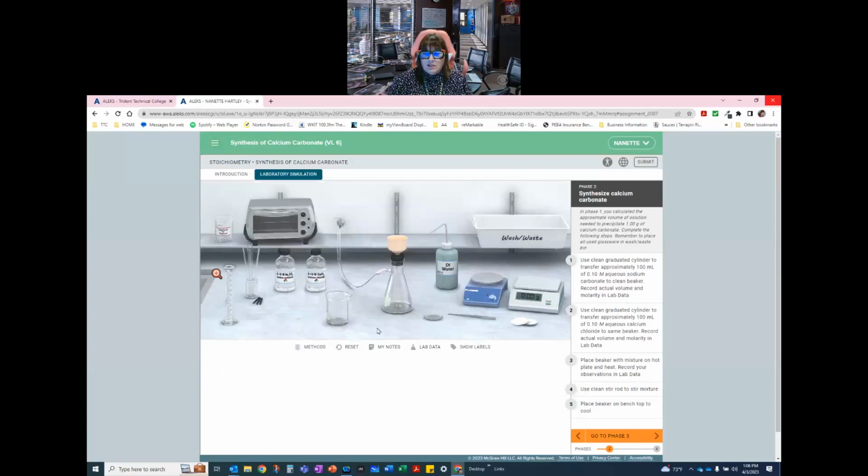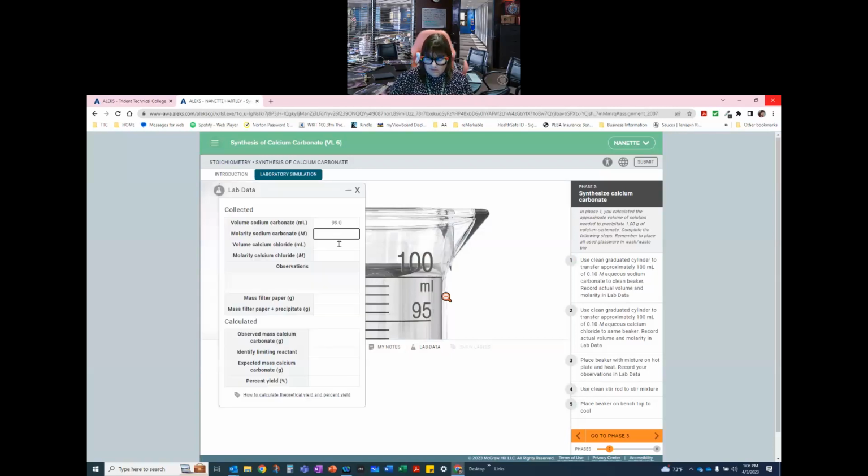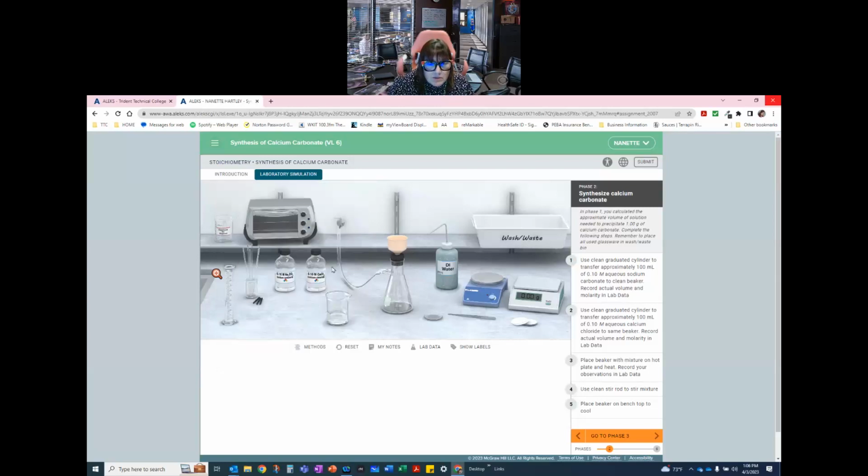I zoom back out. Use this clean graduated cylinder to transfer approximately 100 mL of this one. Put that in the beaker. Put that down. You zoom in. That is exactly 100. And then zoom out. And I need to close this. Both of those are labeled as 0.1.